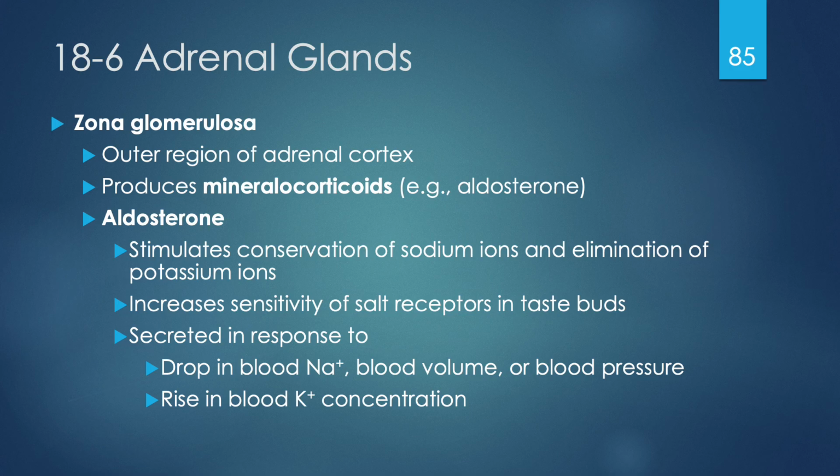Aldosterone also increases our sensitivity to salt receptors, so if we are too low in salt in our body, we will actually crave and want to taste and eat salt more, which helps us to get the salt we need. Aldosterone is also secreted in response to a drop in blood sodium levels, our blood volume, or also our blood pressure. So it's going to pop up in a number of different circumstances to be sure that we maintain our electrolyte balance. It also responds to a rise in blood potassium concentration because of the relationship between sodium and potassium.